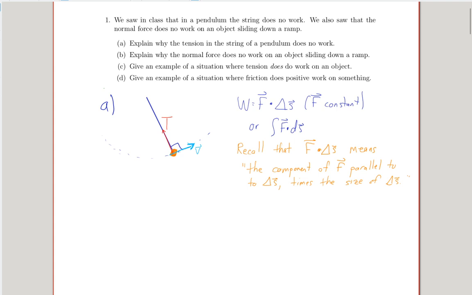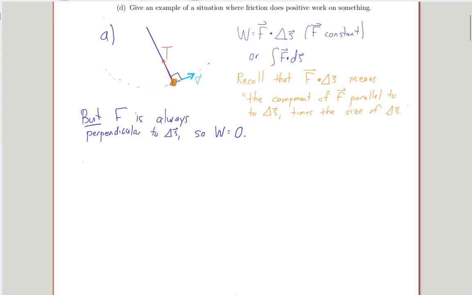And in this case, there is no component of F parallel to delta S. F is always perpendicular to the displacement, so the work is zero. This is a general rule that's very important to keep in mind: a force that is perpendicular to the direction of motion does no work.